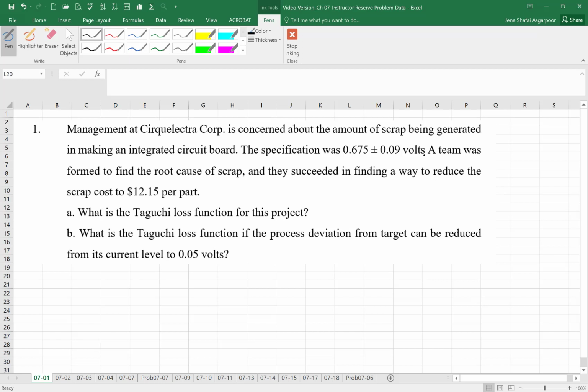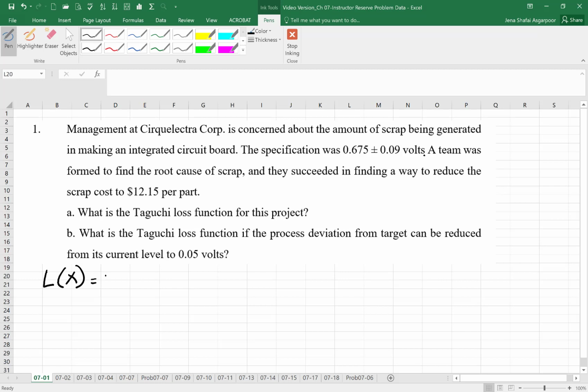A team was formed to find the root cause of scrap, and they succeeded in finding a way to reduce the scrap cost to $12.15 per part. What is the Taguchi loss function for this project? The Taguchi loss function tries to express the amount of loss, or the dollars essentially, that the company will suffer if the quality characteristic of interest is outside of the tolerance limit.